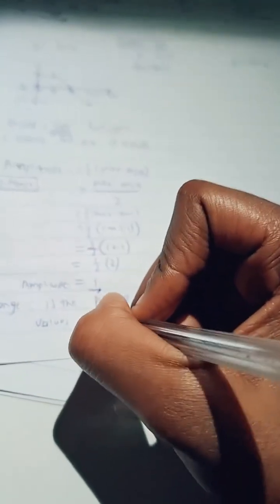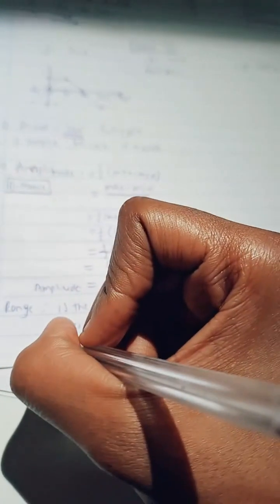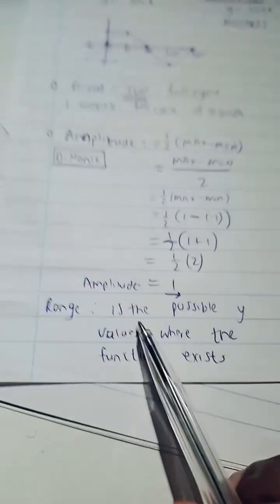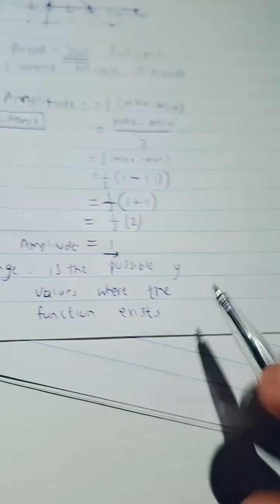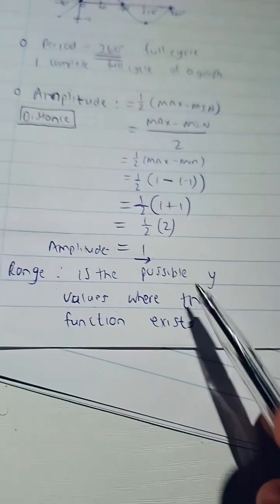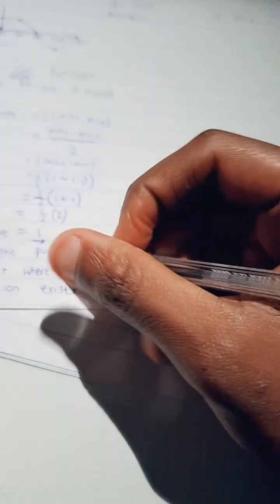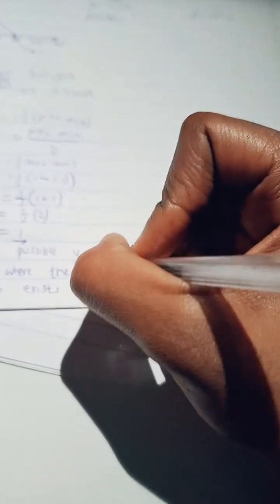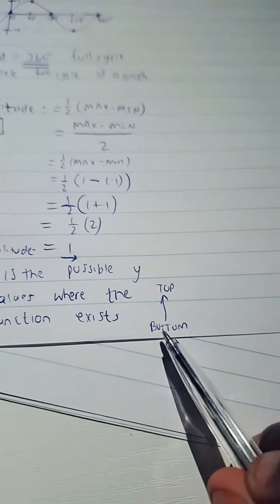The possible y values where the function exists. All right. Range is simply the possible y values where what? Where the function will exist. Okay. I repeat. Range is the possible y values where the function exists. So when we're looking at range, we are looking at that function from the bottom up. You are looking from the bottom to the top. So you are checking where does it exist from the bottom to the top.